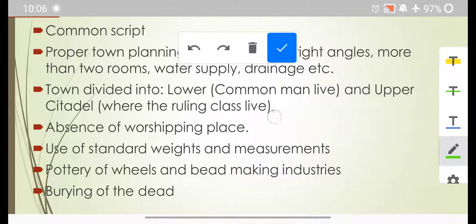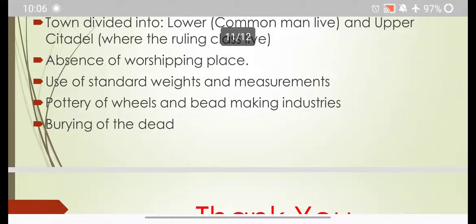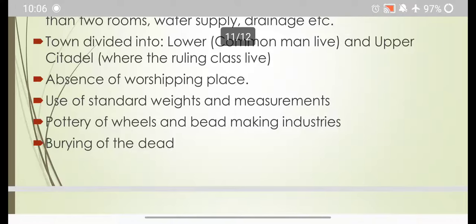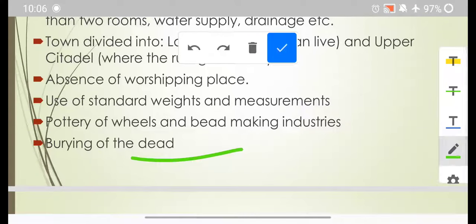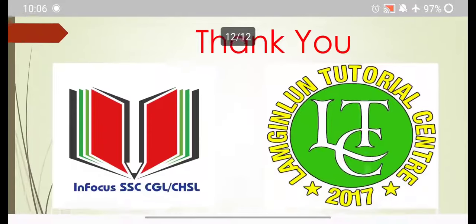And then we don't find any temple, okay? We don't find any temple. And then they used standard weights and measurements. And then pottery wheels and bead making were found. And then they knew the system of burying the dead. Okay, so this is the introduction to the history of India.